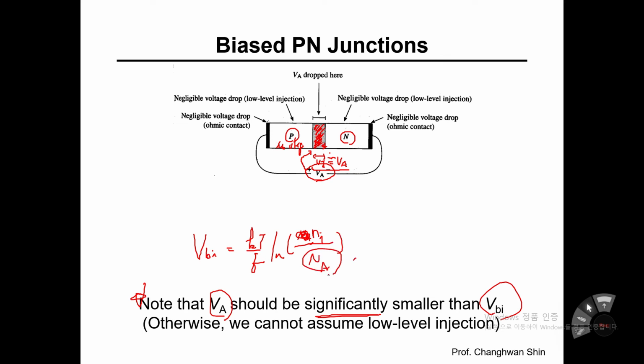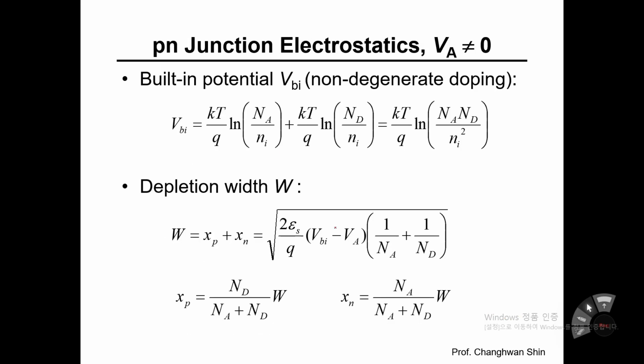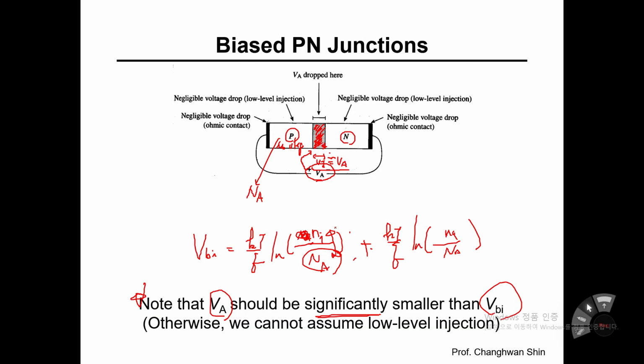Here, this NA indicates how much acceptor has been included in the P side. And the other part of the built-in potential coming from the N side is kT over q times ln of Ni over Nd. I was confused about which one is correct, so I needed to double check. Let me see. Ah, there we go. Sorry about that. That should be NA, and there should be Ni.